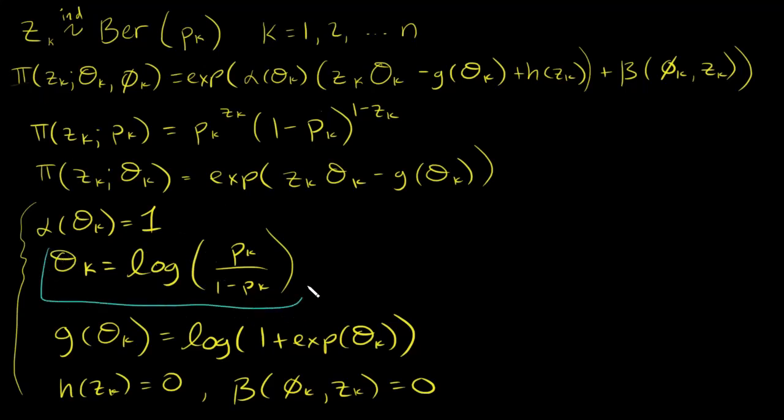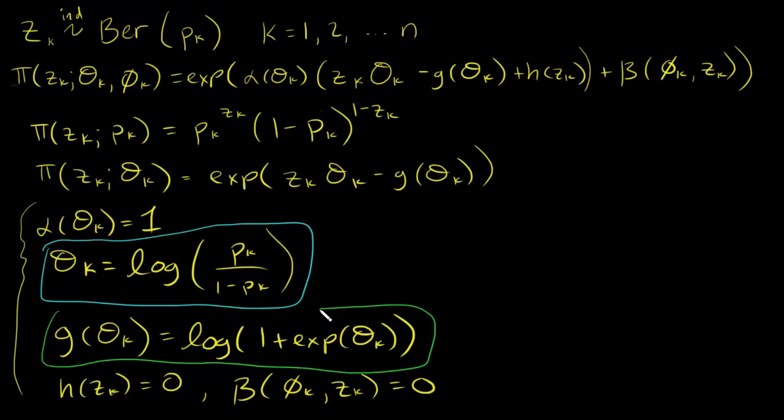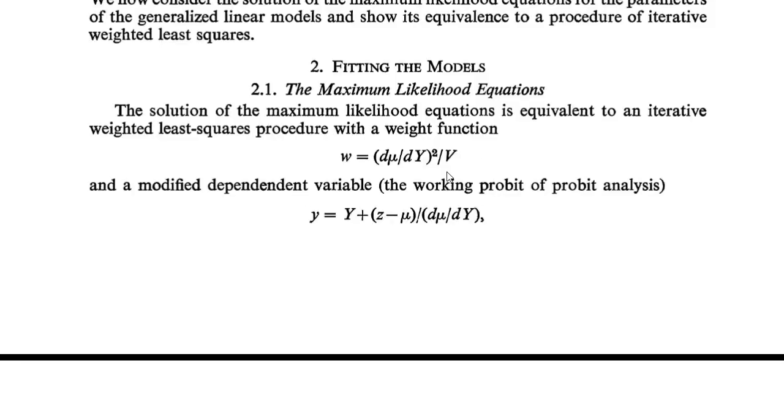And we identified this in the previous video, and then also what is g of theta, and we showed this in the previous video. Okay, so now we're going to have to use these to find what those weight and that modified variable y is going to be. Okay, and then we can basically construct an algorithm to estimate our betas.